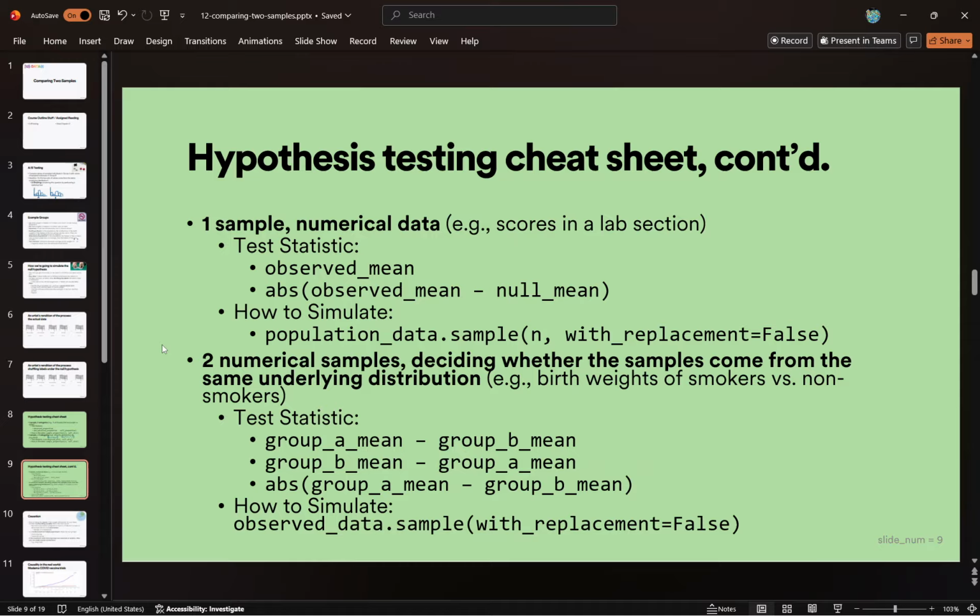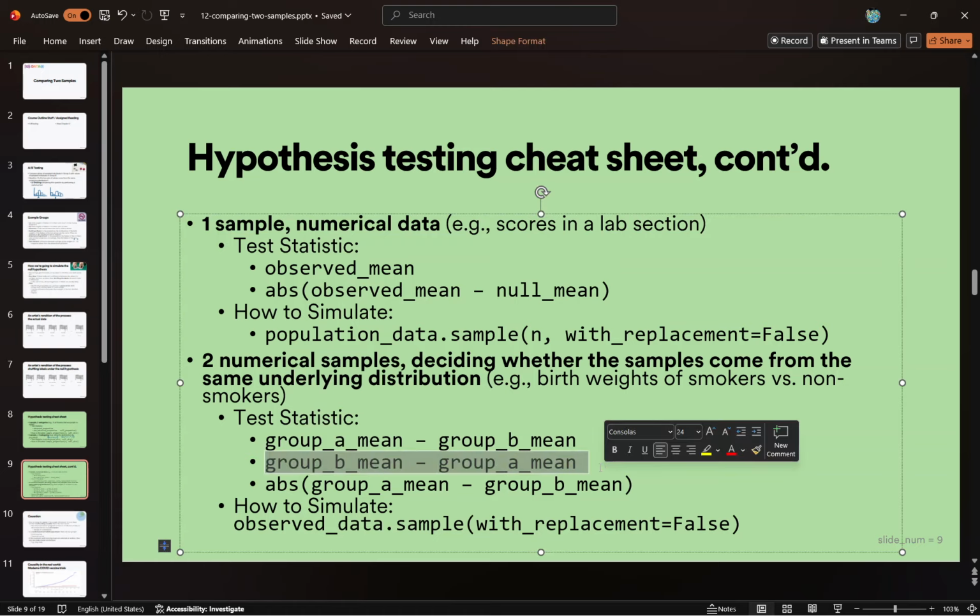The way we simulated values is we shuffled. We took our original data, we took a sample with replacement equals false of just as many things, and tried to notice whether there was a difference in those groups even after that shuffling. Our statistic could have just as easily been subtract group B from group A or group A from group B. It really didn't matter.